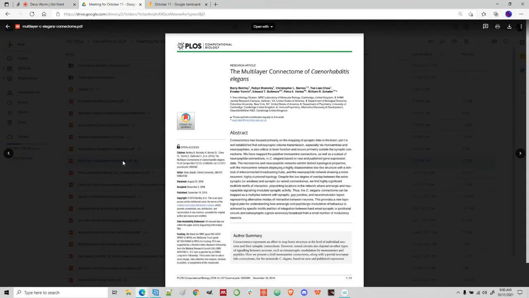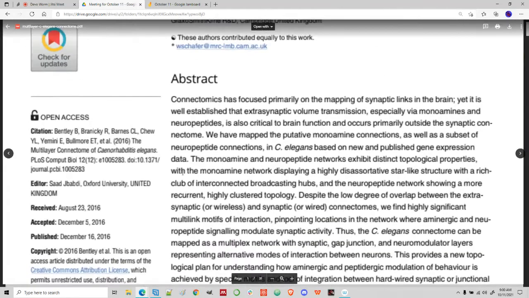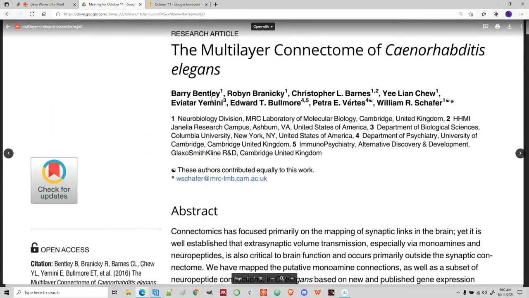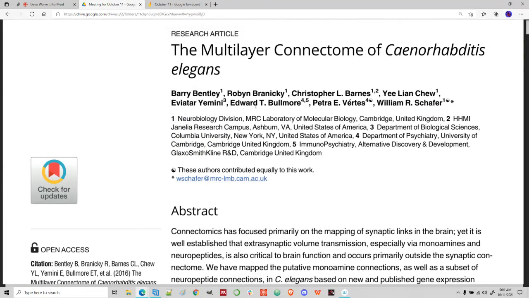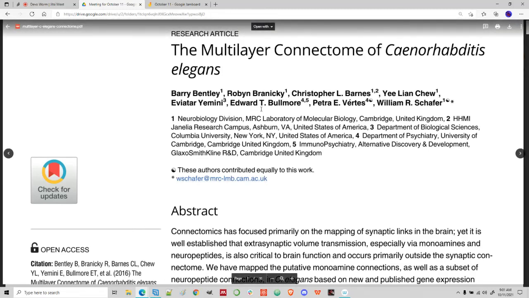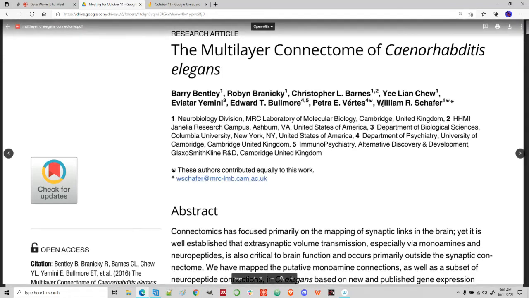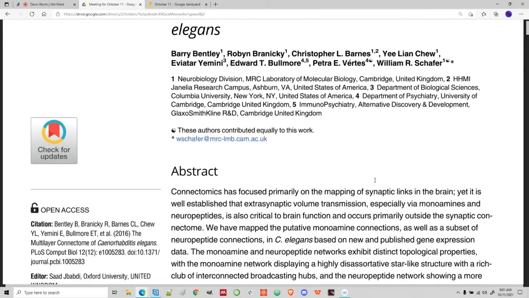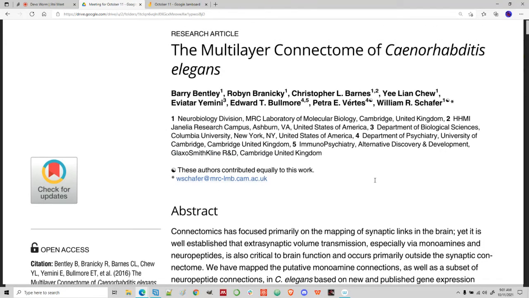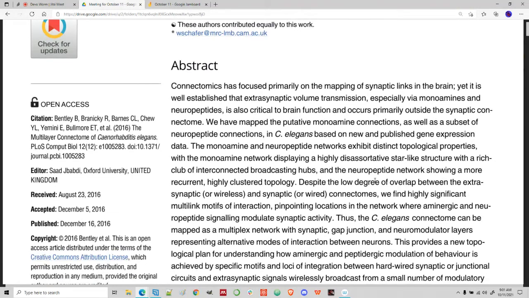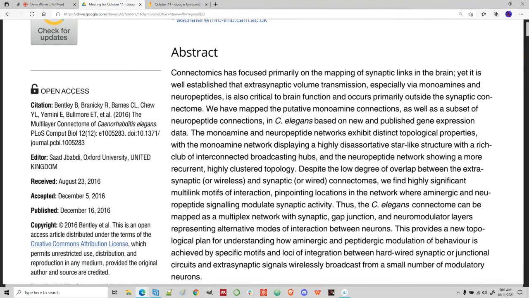One of these is this paper on multi-layer C. elegans connectomes. So this is a newer paper. This is by Avyamini. He's worked with the OpenWorm Foundation before. Ed Bullimore, who's a person who does a lot of fMRI work, especially networks, and William Schafer, who's also been involved in OpenWorm quite a bit. So this is the multi-layer connectome of C. elegans. So the abstract reads, connectomics is focused primarily on the mapping of synaptic links in the brain.